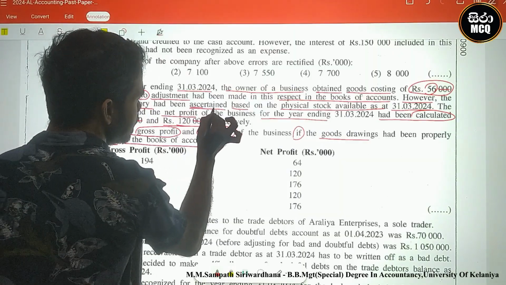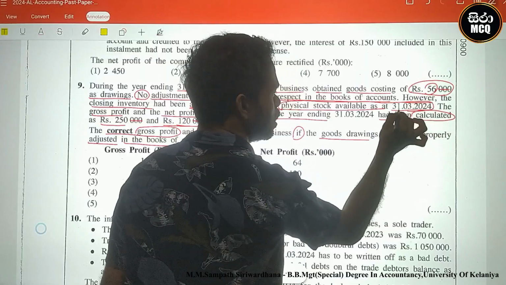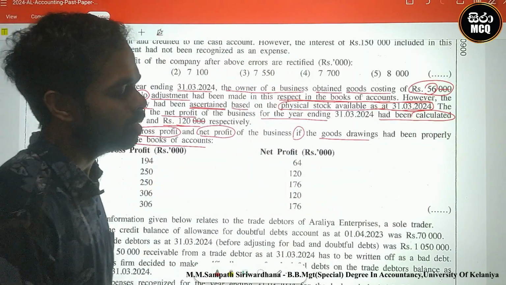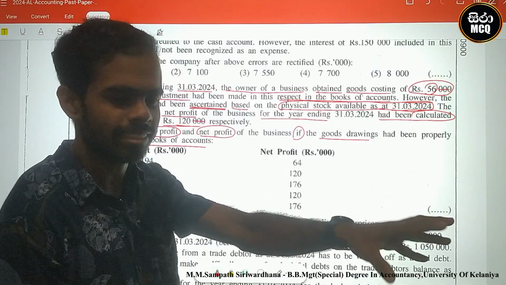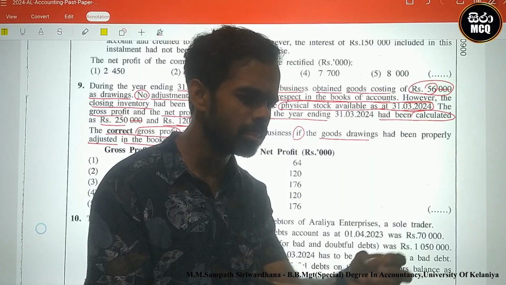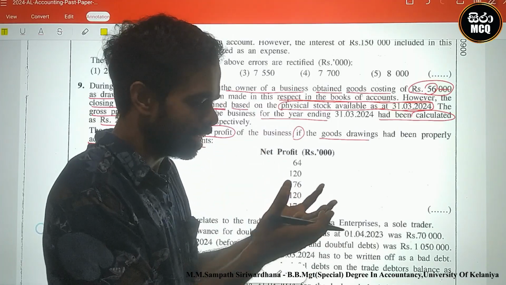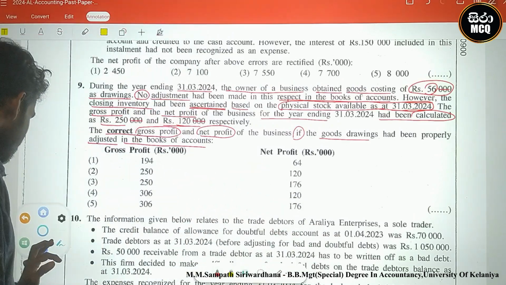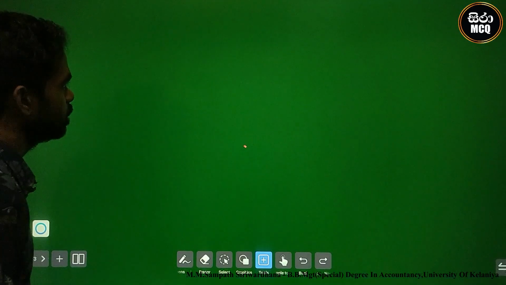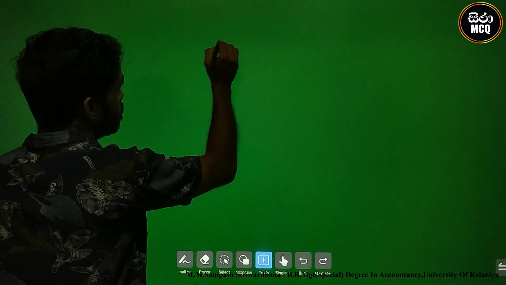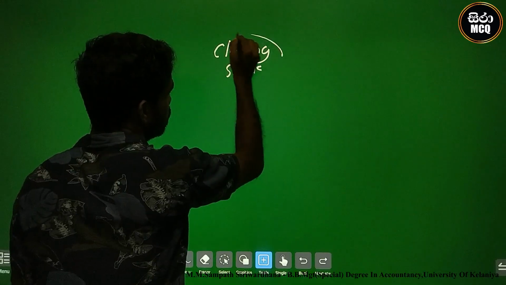Closing inventory had been ascertained, calculated based on physical stock available as at 31st March 2024. What is the physical stock? Physical stock means we can touch it. There is actual stock in the business, one ice cream, two ice cream, a remaining balance. We can touch it, and it is physically in the business. In that case, I will explain the impact to this one. I prepare another one. Look here, there is a closing stock.